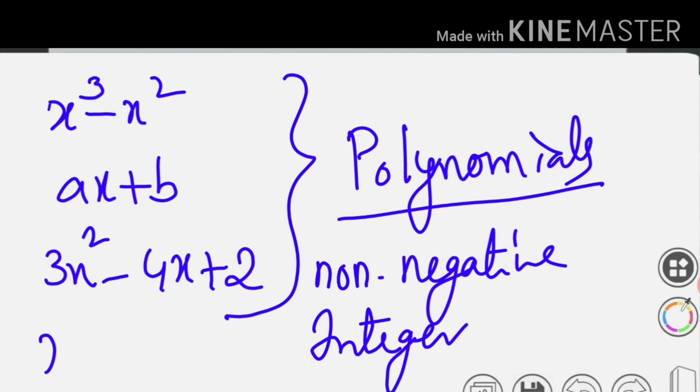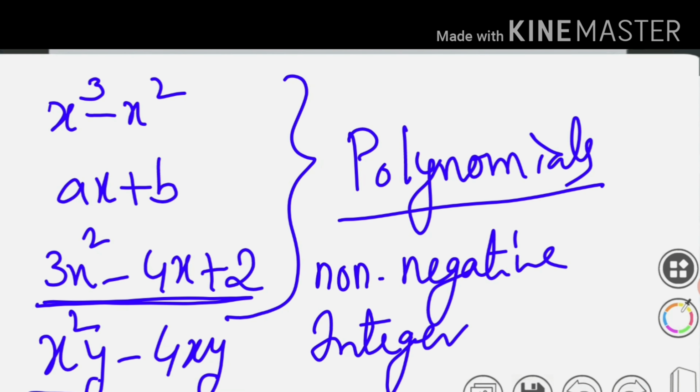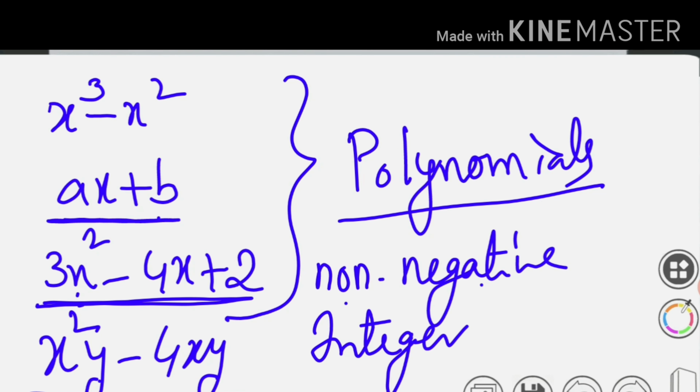We can write this also: x square y minus 4xy. This is also a polynomial, but here we have two variables. X and y are two variables. This is a polynomial in two variables. This is a polynomial in one variable. It is also a polynomial in one variable. So keep in mind that the powers of x must be non-negative integers.